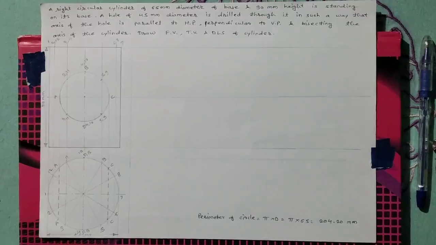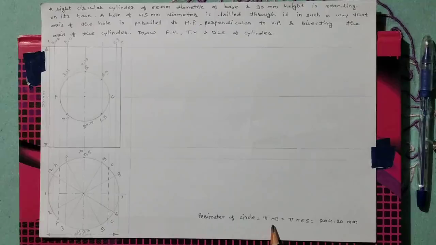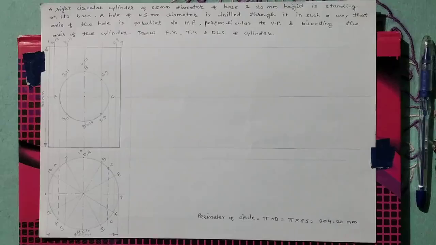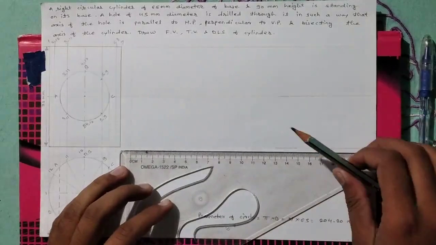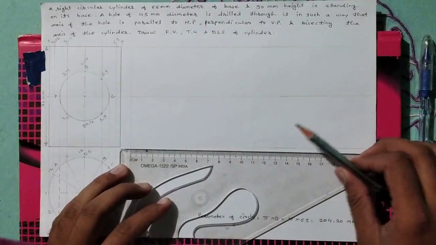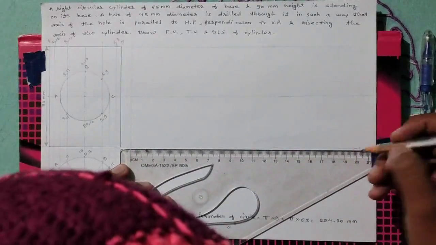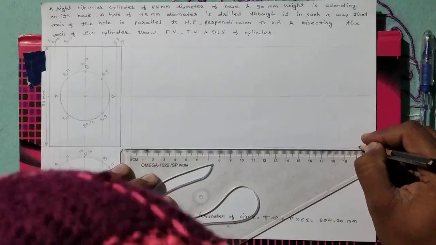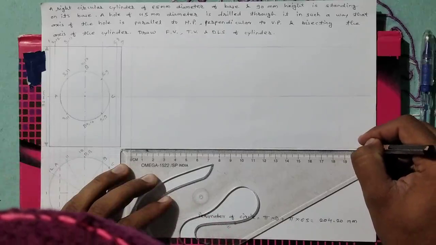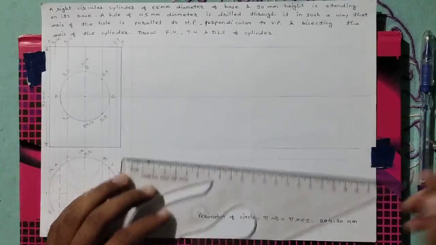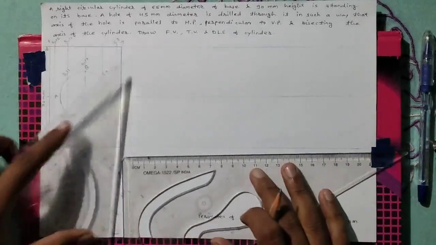For drawing this rectangle, we have to take the perimeter of this circle, the top view circle. The formula for perimeter of a circle is pi d, and pi into the diameter of this circle, which is 65 mm, comes to 204.20 mm. Therefore, we have to take the distance of 204.20 mm. Here is the point.